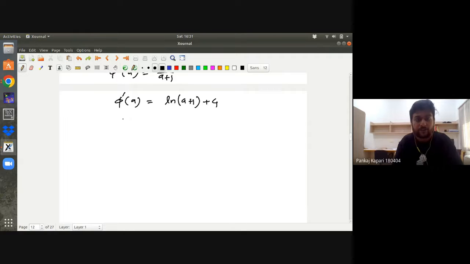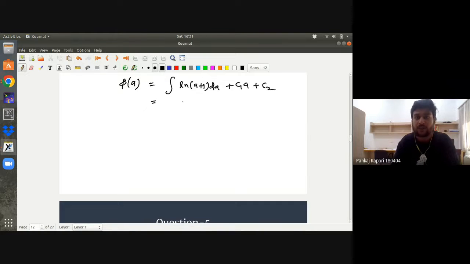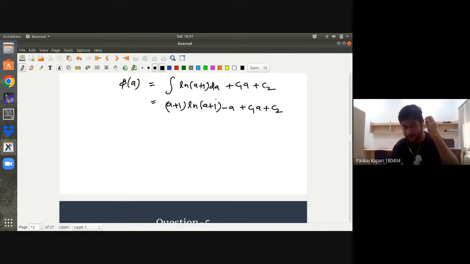Integrate again. If you integrate again with respect to a, you will get phi of a is equal to the integral dA divided by... so integral of log of a plus 1 dA plus c1 times a plus another constant of integration which we call c2. Okay, now what is the integration of log of a plus 1? It will come as a plus 1 times log of a plus 1 minus a, and we have this c1a plus c2. Okay, so we have our value of our integral, but there are two constants, this c1 and c2.